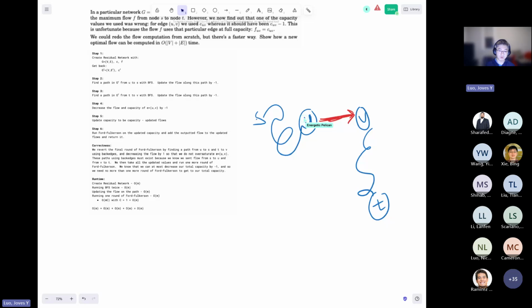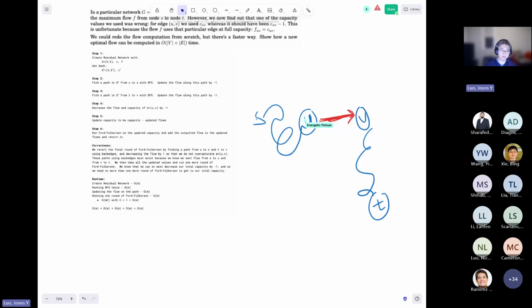So now our new graph has a different capacity than our original graph, because if we used the capacity of the original graph, I don't know how many more rounds of Ford-Fulkerson is going to run before it finds a new flow. But if I update all my capacities down from the flow to the new capacities, I know it can run at most 1 round, because I am possibly 1 unit too much. Therefore, rolling back 1 round of Ford-Fulkerson and then rerunning Ford-Fulkerson means on the new updated graph, it can only run 1 round. So we run Ford-Fulkerson on the updated capacity, add the outputted flow to the updated flows from before, and we return it.